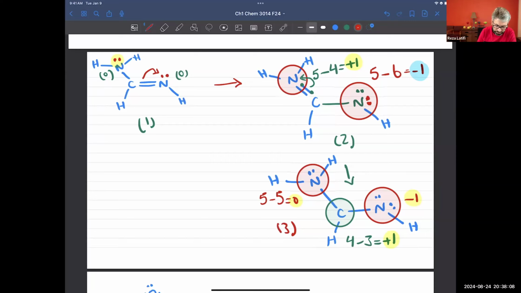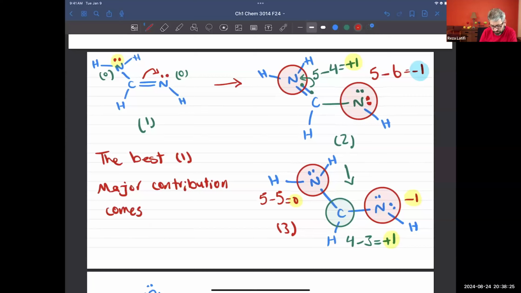The best Lewis structure will be number 1. So the major contribution comes from number 1. It is technically the major contributor. And number 2 and 3 are not really good Lewis structures. Why? Because we have positive and negative charges there. And especially in number 3, carbon is not octet, and that's going to be maybe the worst structure.